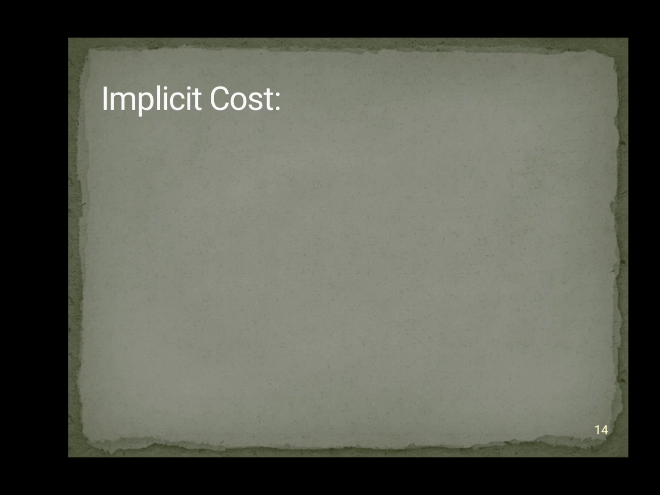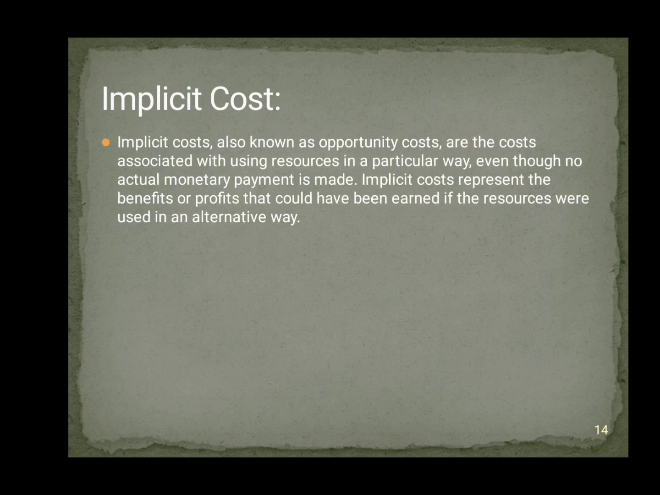Next one is the implicit cost. Implicit costs are also known as opportunity cost, or the cost associated with using resources in a particular way even though no actual monetary payment is made. Implicit costs represent the benefits or profits that could have been earned if the resources were used in an alternative way. Understanding and accounting for implicit cost is crucial for making informed economic decisions, evaluating the true cost and benefits of alternatives, and assessing the overall profitability and efficiency of a resource utilization.